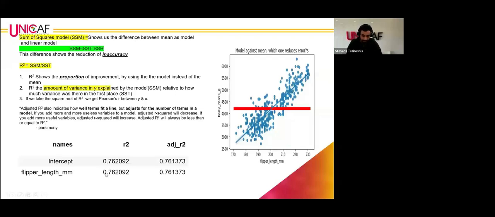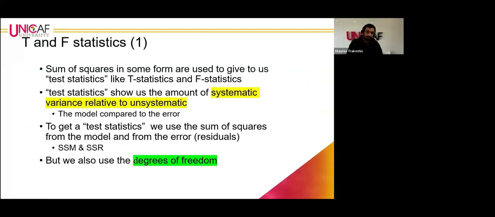In my data here, the R squared is 0.76. And it means that this variable, the independent variable, which is flipper length, can explain 76% of the variance of the body mass in grams. Okay.